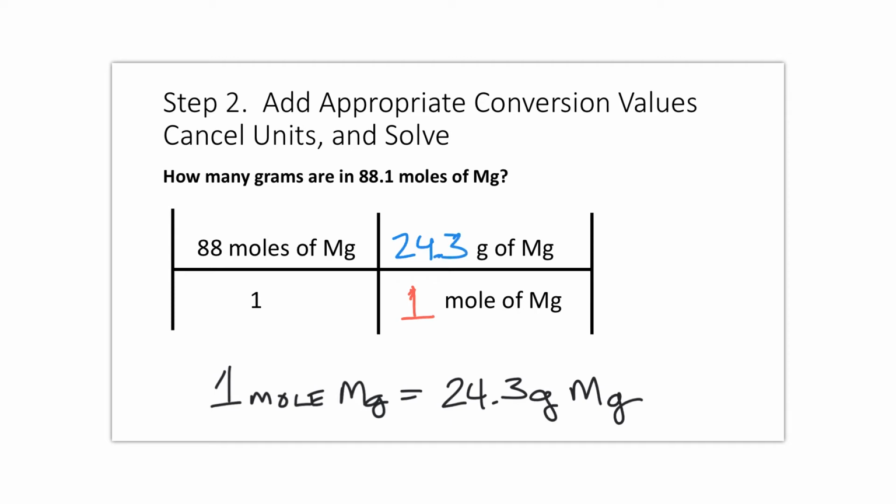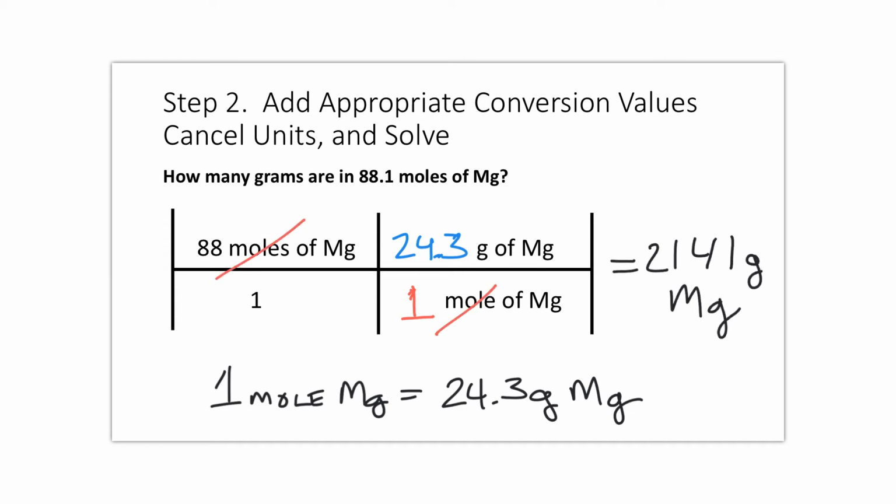So now we have just a simple math problem. We're just going to multiply these two numbers together and then divide by 1 times 1, which is 1. So we don't really have to divide by anything because anything divided by 1 is just that number. And so we just got to multiply those two together. And when we do that, we get 2,141 grams of magnesium. Now, does that make sense?